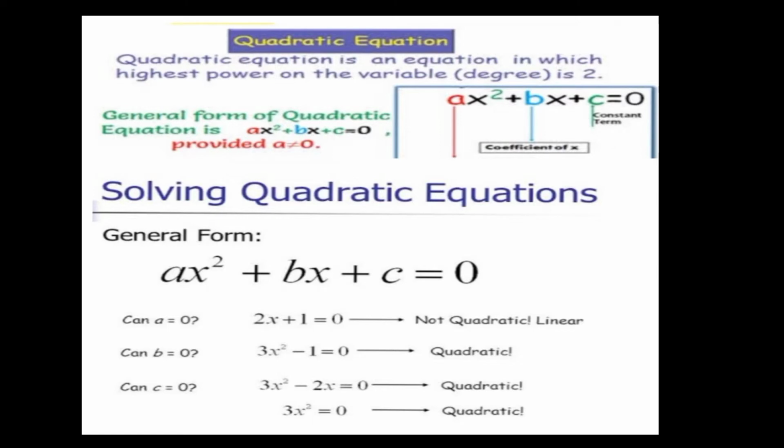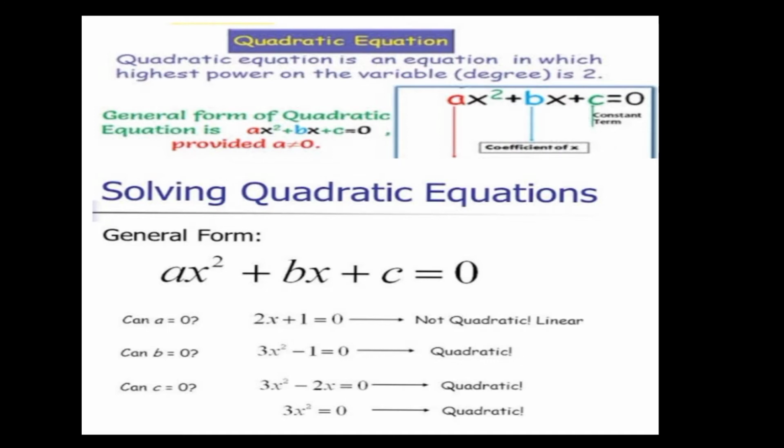Let's start the session with a little introduction. First we have the quadratic equation. The definition: a quadratic equation is an equation in which the highest power of the variable, its degree, is 2. In any equation, the highest power needs to be 2. Maybe you may have x cube plus something like this. That time, x cube, it's not a quadratic. If you have x square plus x plus 3 is equal to 0, like that, it's a quadratic equation. That's what they are telling.